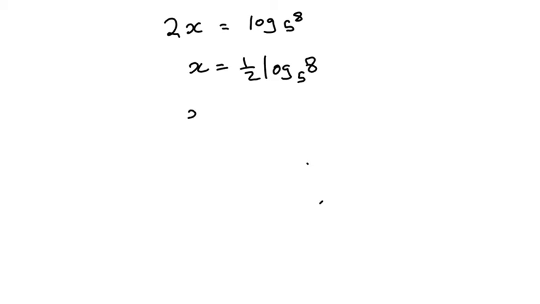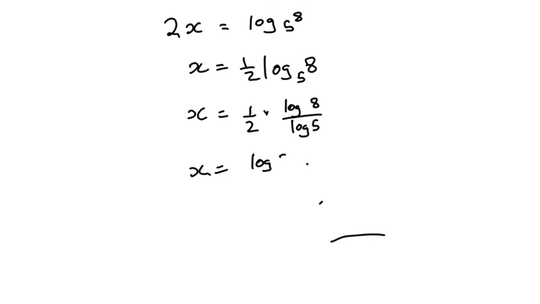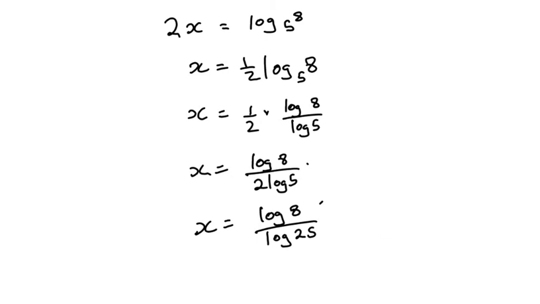In the back of the book they've got them in base 10. How can I do that? What's a half times, change of base rule, log of 8 divided by log 5. And now if you're wondering how they got that log 25, in the back this is log of 8 divided by 2 log 5, and of course we can use our power rule for logs to get this to be log of 8 divided by log of 25. Alright, hopefully that's enough to help you out a little. Cheers.